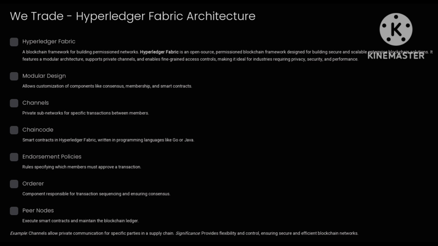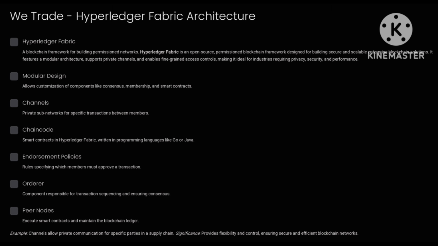Channels. Channels provide a way to create private sub-networks within the main blockchain. For instance, in a supply chain network, the manufacturer and supplier can have a private channel for their transactions, while other participants remain unaware of these details.